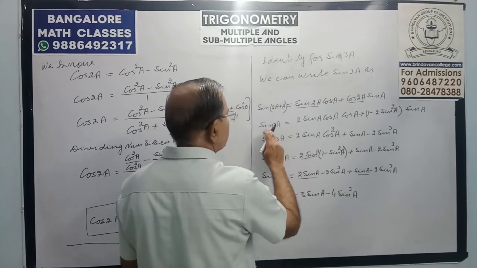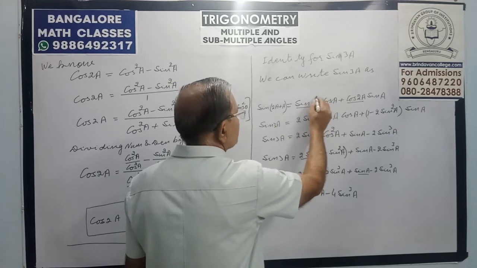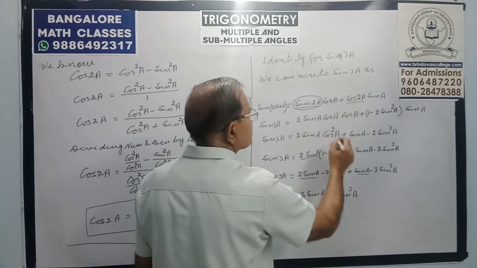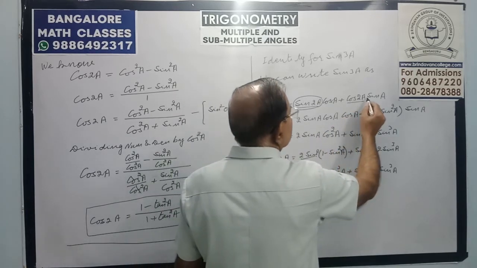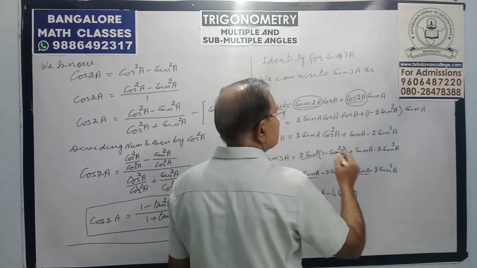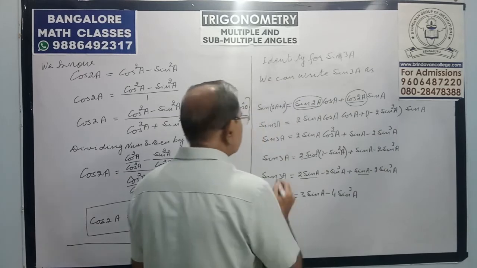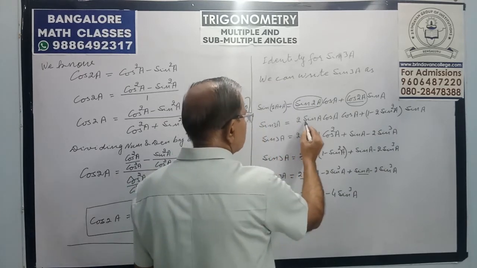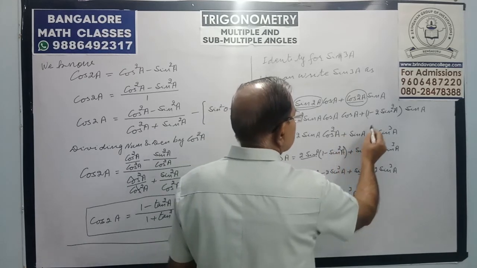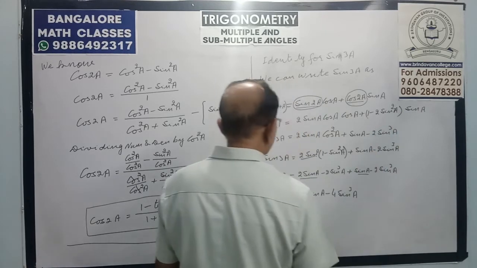So here we will get sin 3a equals, for sin 2a, put the value, that is 2 sin a cos a, then cos a, plus cos 2a, put the value in terms of sine because we are doing it in sine, 1 minus 2 sin square a, into sin a. Thus sin 3a equals 2 sin a cos square a plus, multiplied, we will get sin a minus 2 sin cube a.